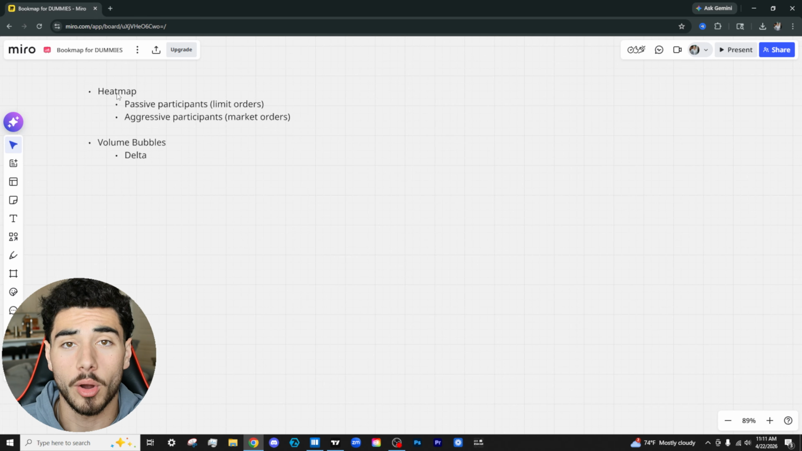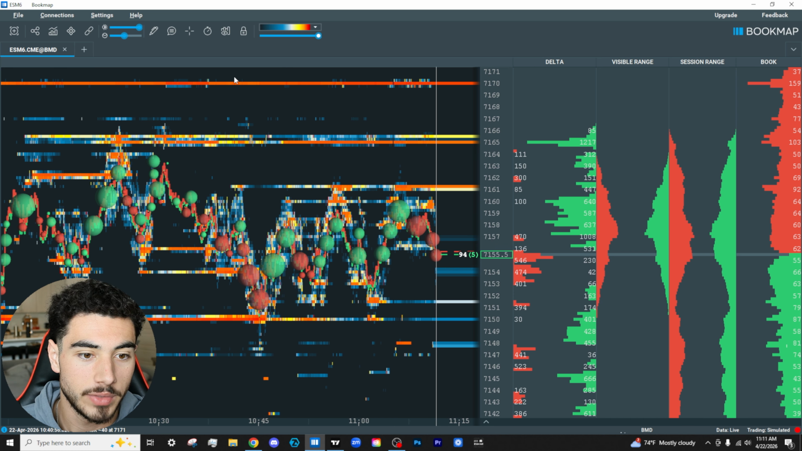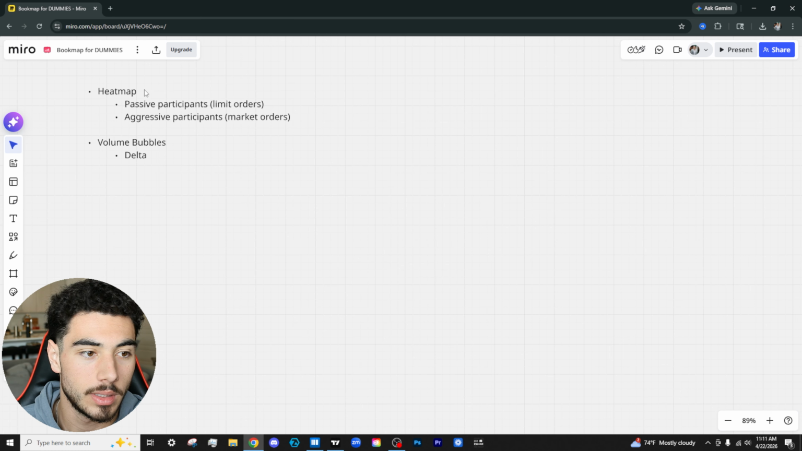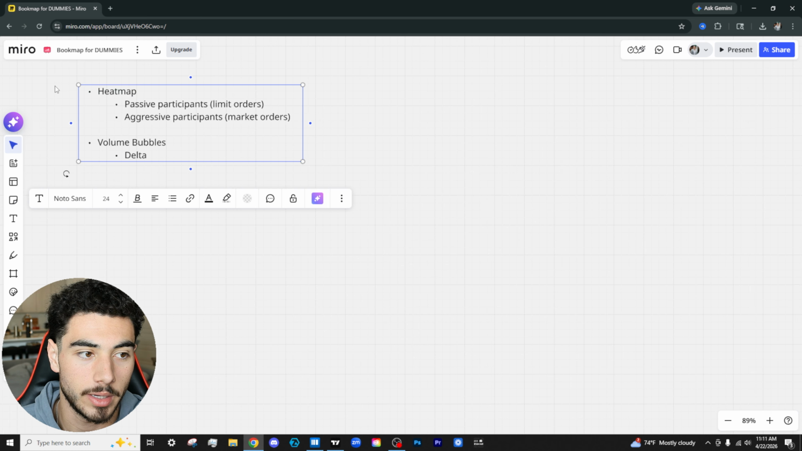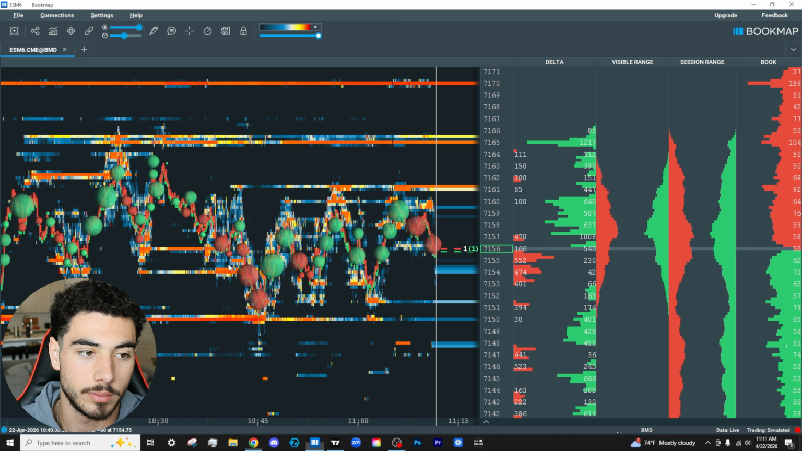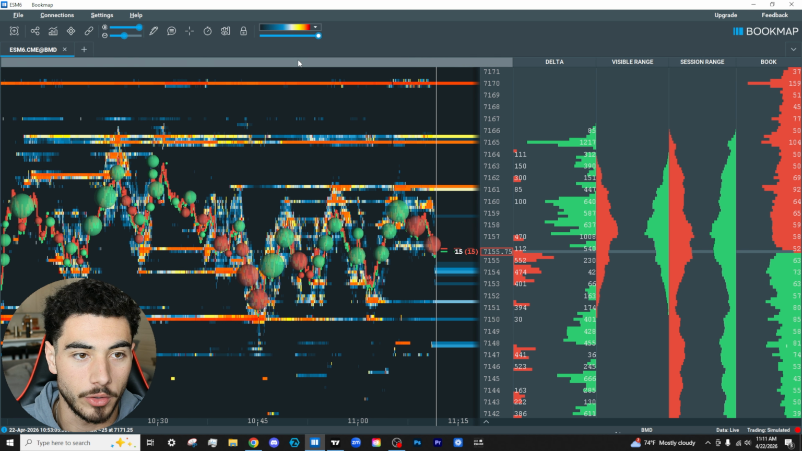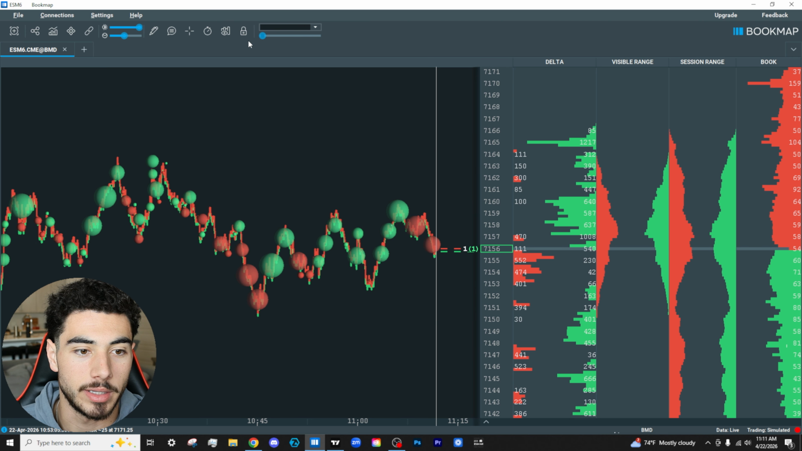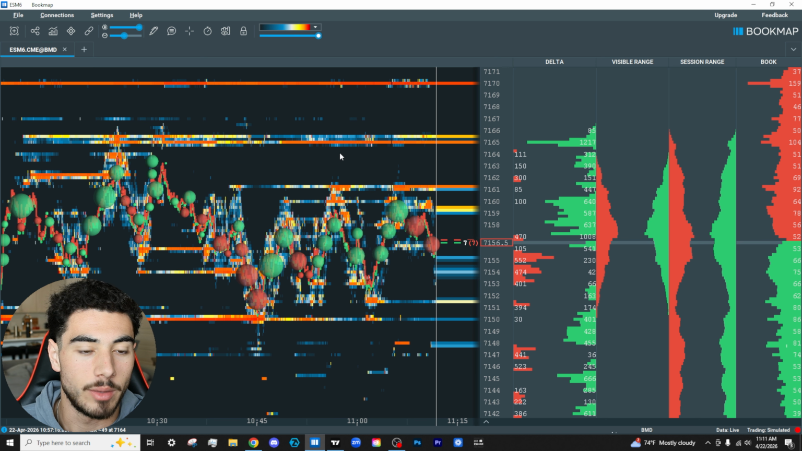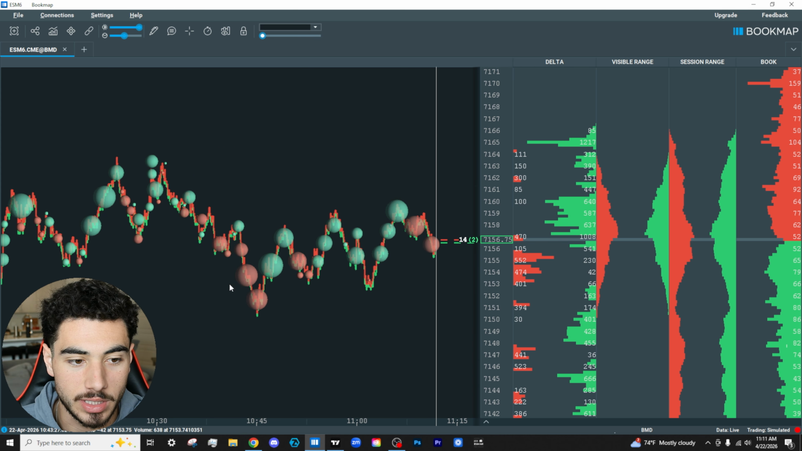So we have two parts to this whole thing we've got going on, right? We've got the heat map, okay? And we've got the volume bubbles, right? The heat map is this part right here, the thing that keeps disappearing. That's the heat map, right? And then we have the volume bubbles. That is just these individual things.